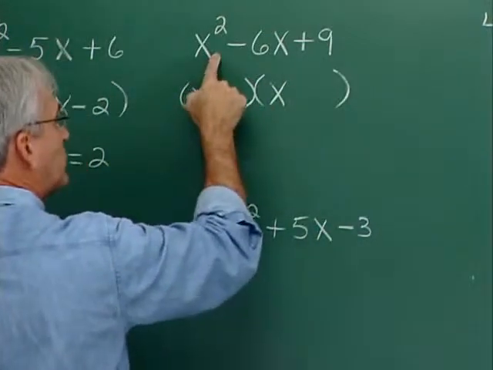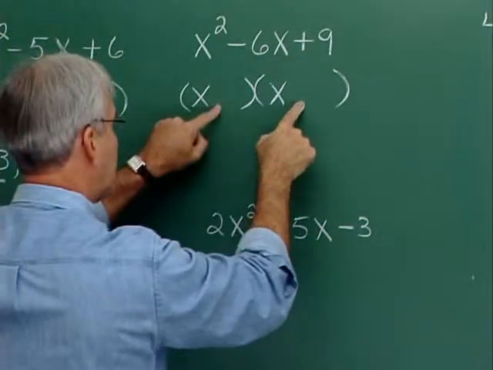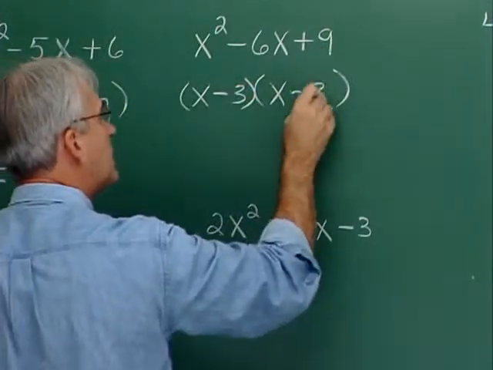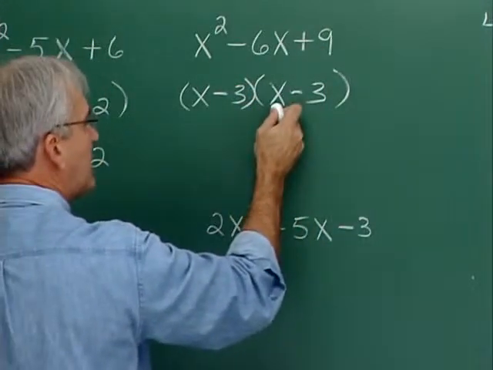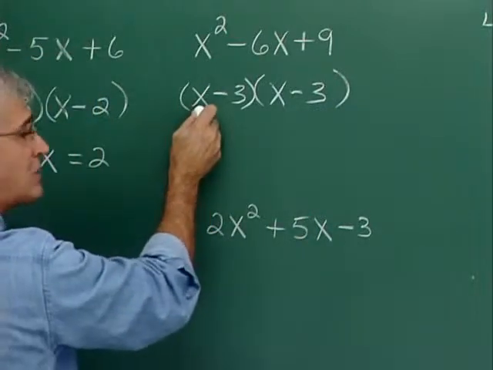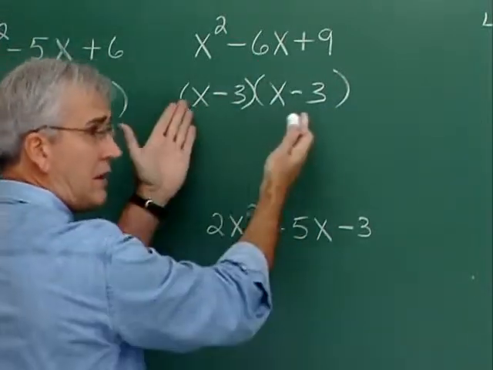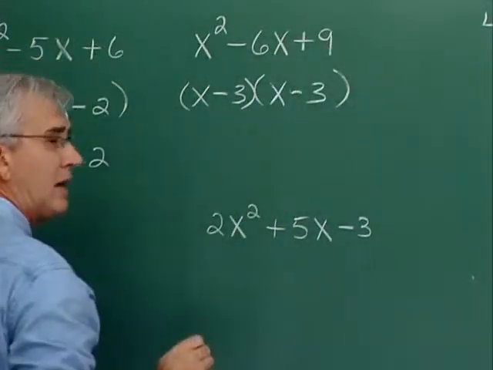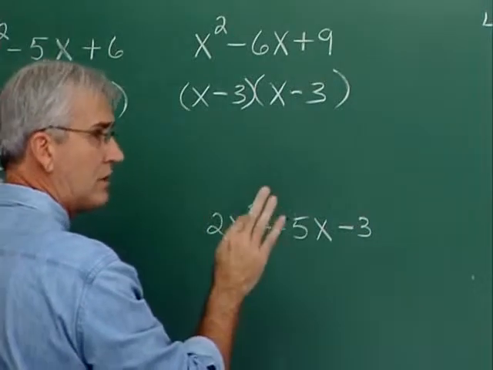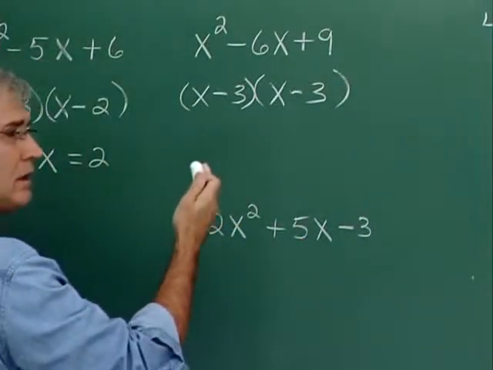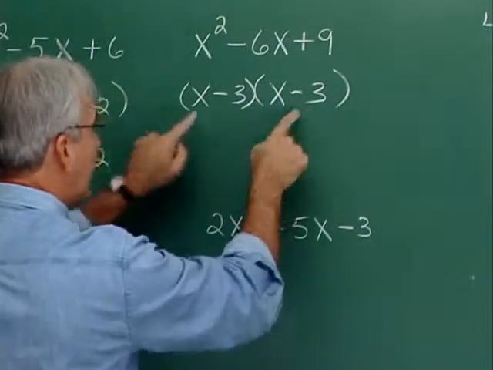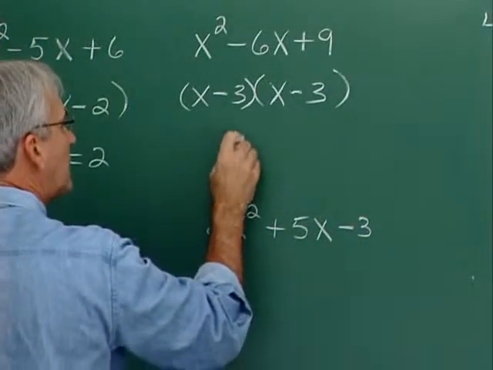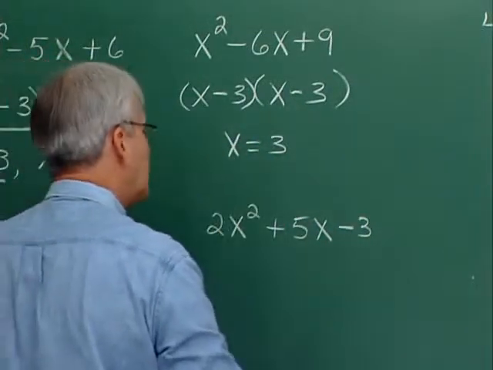x times x would give x squared. The last sign is positive, making these two signs the same. The middle sign is negative, so minus, minus. And then factors of 9, probably the 3-3 combination. Verifying the middle term, negative 3 times x, negative 3x, negative 3 times x, negative 3x, together negative 6x for the middle term, therefore a correct factored form. The importance here is that although we have a quadratic expression, we only have one 0. Actually, we have 2, but they are repetitions of one another. We have 2, but they're the same. So we only have one distinct 0, and that would be x equals 3.